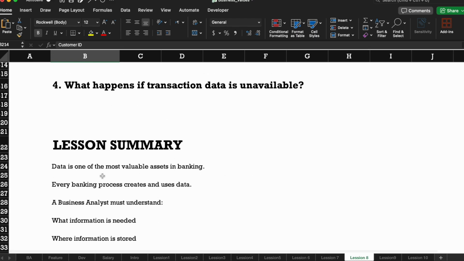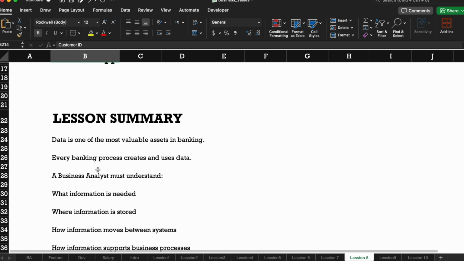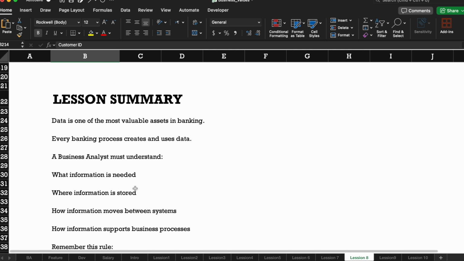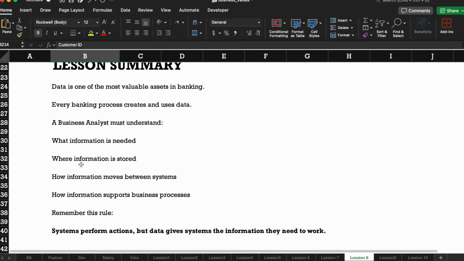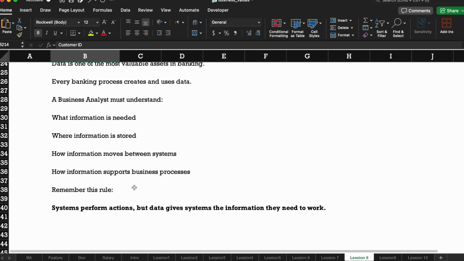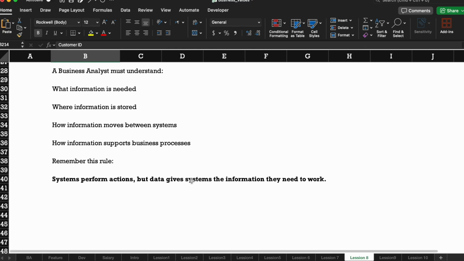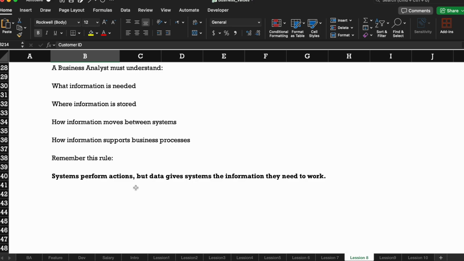Lesson summary. Data is one of the most valuable assets in banking. Every banking process creates and uses data. A business analyst must understand what information is needed for each feature, where information is stored, how information moves between systems, and how information supports the business process. Remember this rule: systems perform actions, but data gives systems the information they need to work.